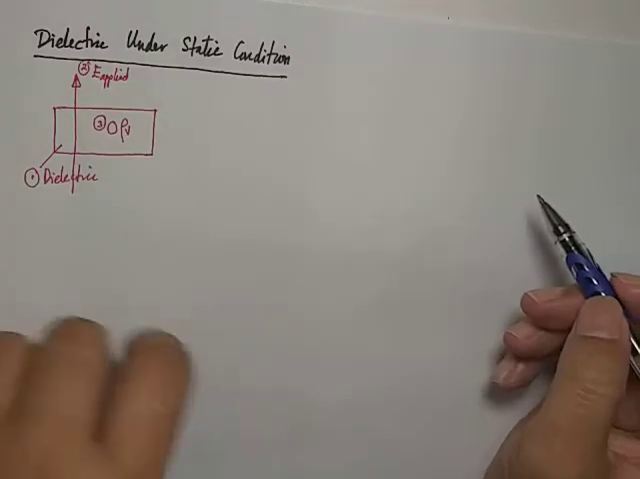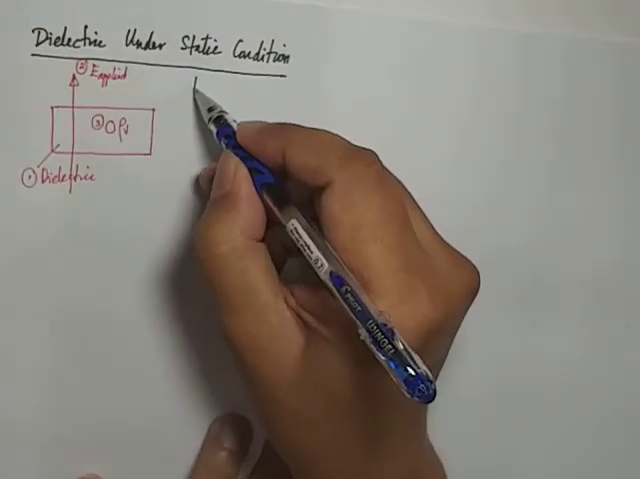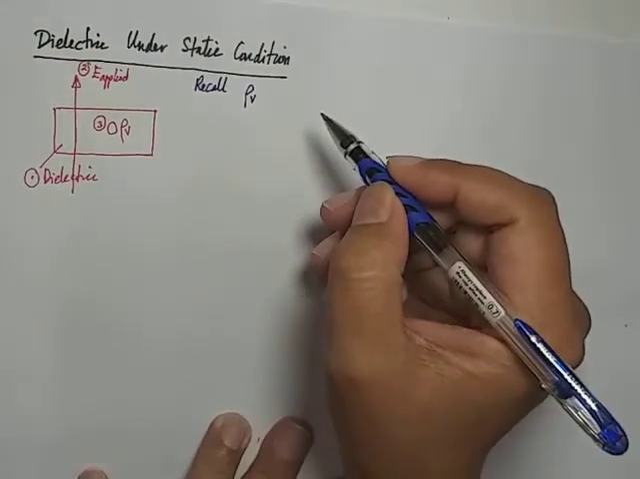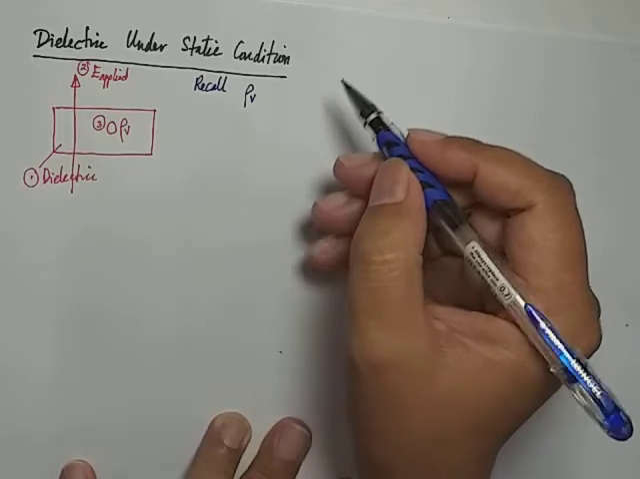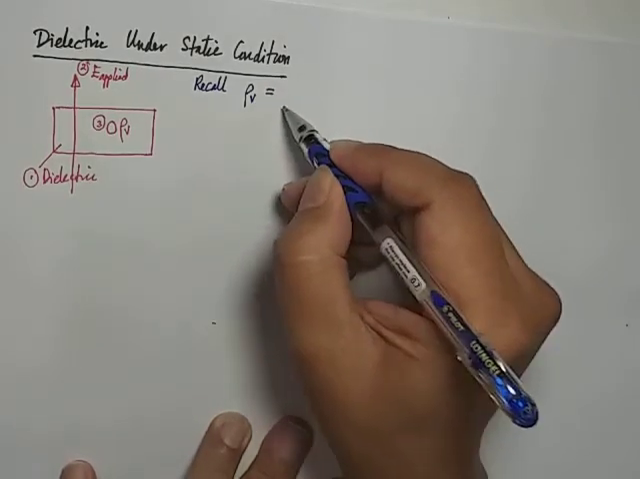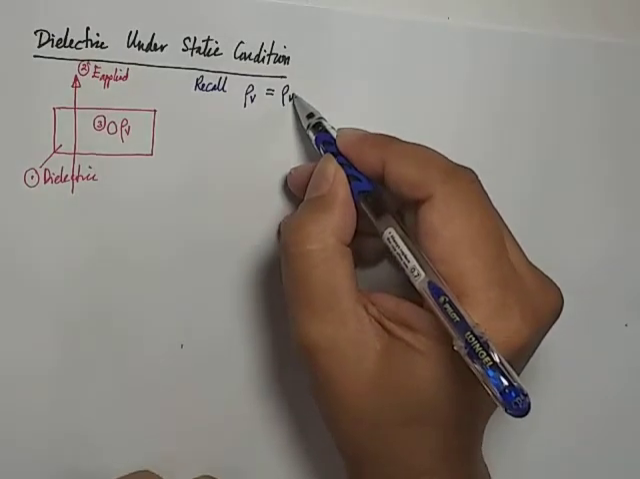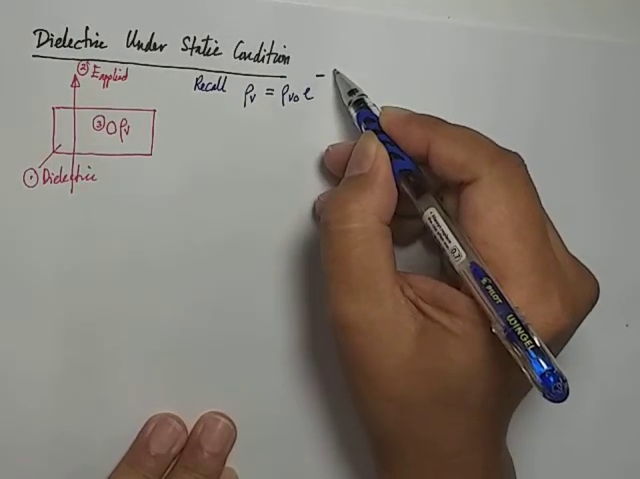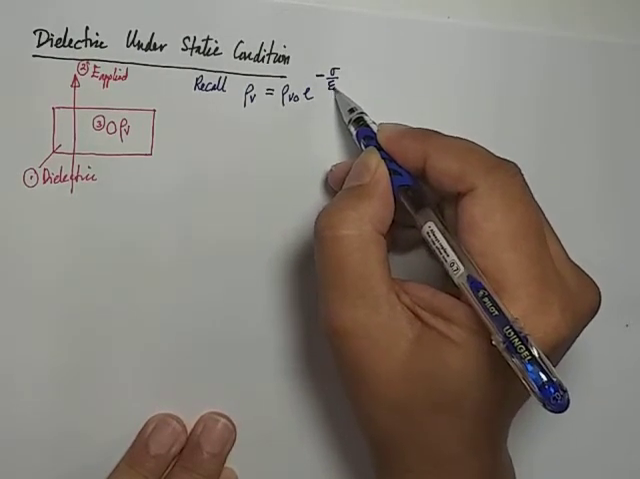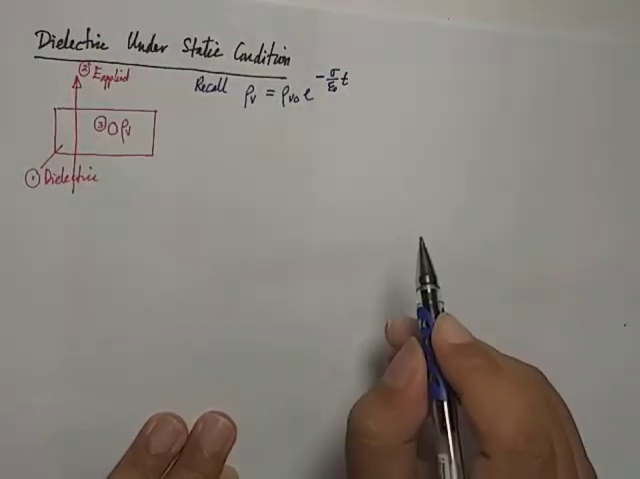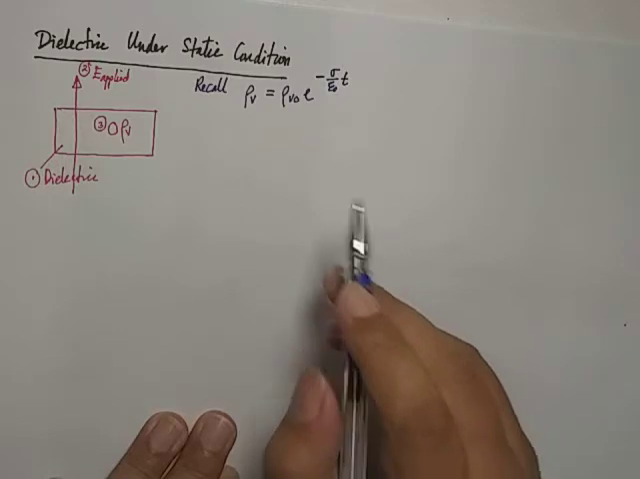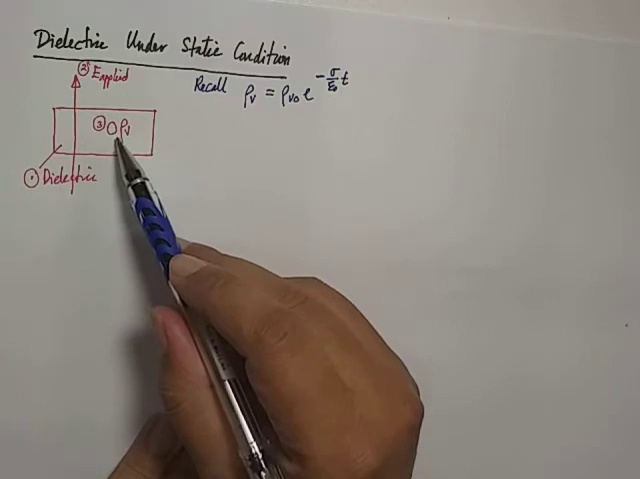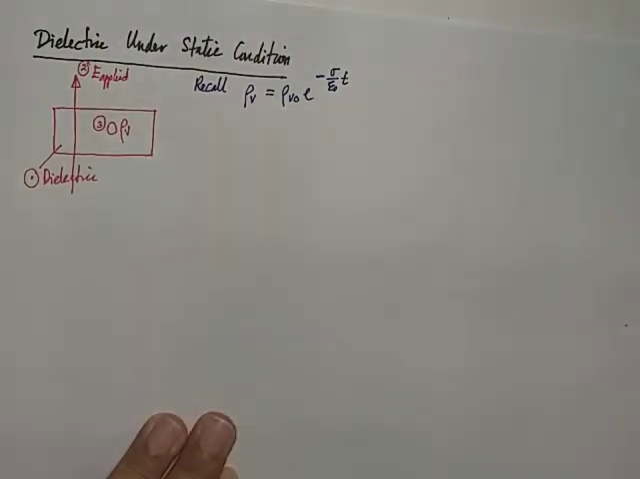Recall the equation that we derived together from the continuity current equation model. What is it? Rho v equals rho v naught exponential minus sigma over epsilon naught t. Remember, we derived this equation together, and we managed to solve it. That should be the solution. This rho v is the volume charge density, and rho v naught is our initial value.